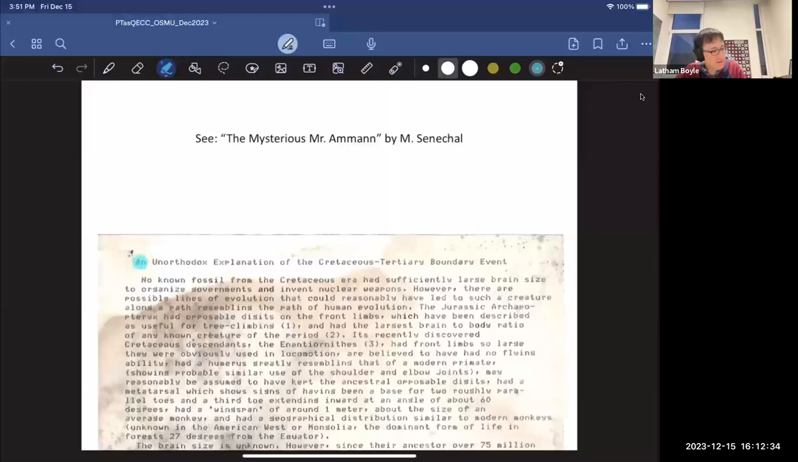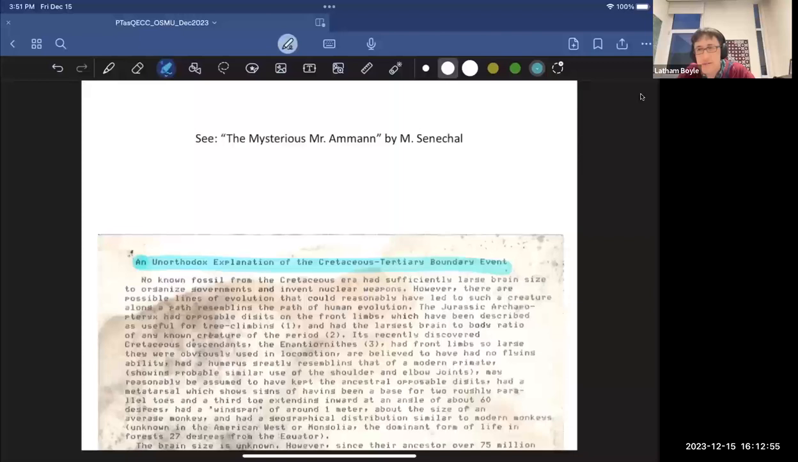So here is the one article that he did write. The title is An Unorthodox Explanation of the Cretaceous Tertiary Boundary Event. So he submitted it to Nature apparently, but it never got sent out for refereeing. So it looks, if you read it, it looks superficially like a very standard article you might read in Nature.